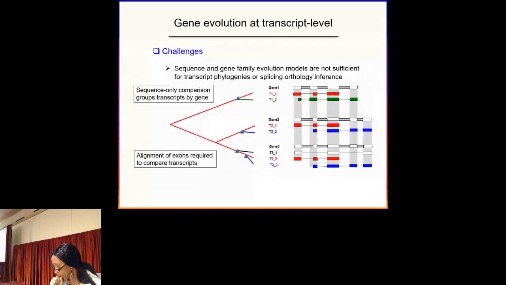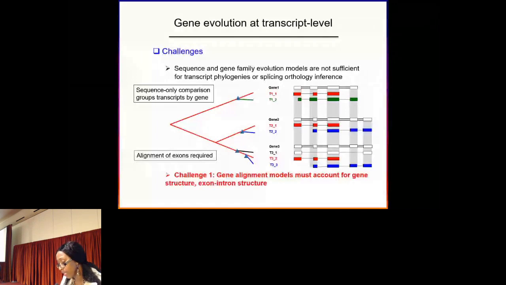And also, all these methods that we have presented before actually require the alignment of exons. So in order to be able to compare transcripts, we cannot only rely on sequence. We have to rely also on the splicing structure. So we need to be able to tell what are the orthologous exons. And so the first challenge can be summarized as a requirement for a gene alignment model that accounts for gene structure. And by gene structure here, we talk about the exon-intron structure, the composition in exons of the transcript.